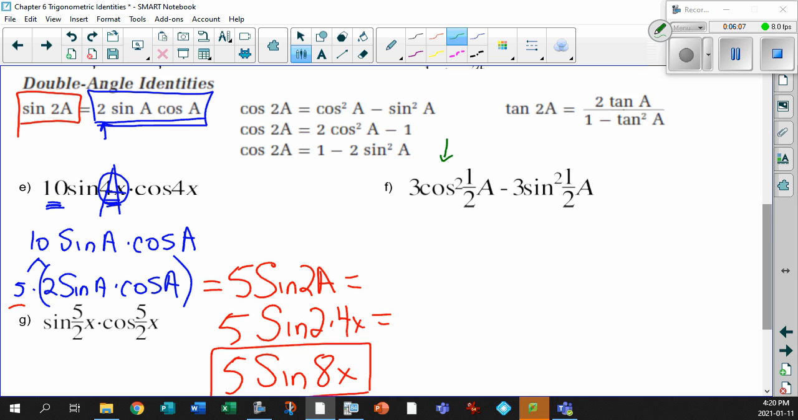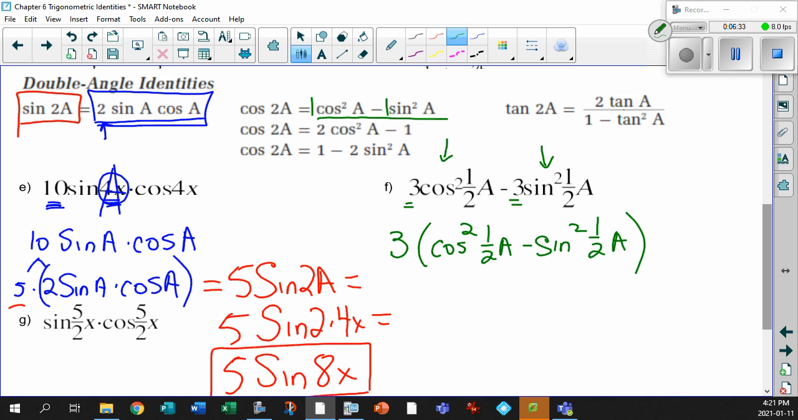This is a cos squared, sine squared one. Well, there's cos squared sine squared right there. I can figure this out. What's the first thing I would do? I'd notice that there's 3's in front of both of them. These guys have 1's in front of them. So factor out a 3. Look what I've got now. If I factor out a 3, I get 3 times cos squared 1/2 A minus sine squared 1/2 A.